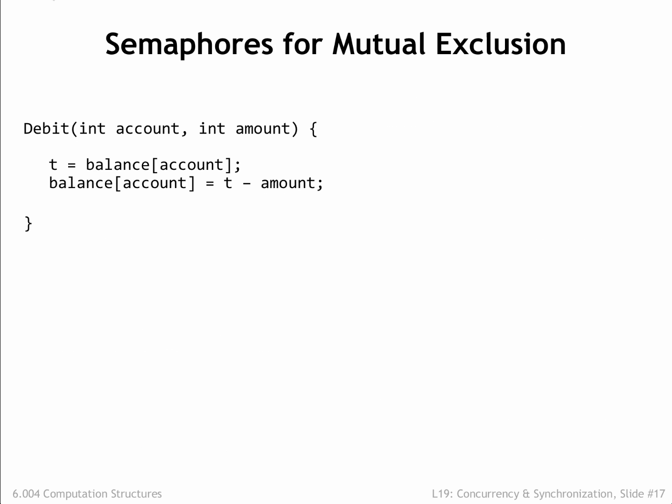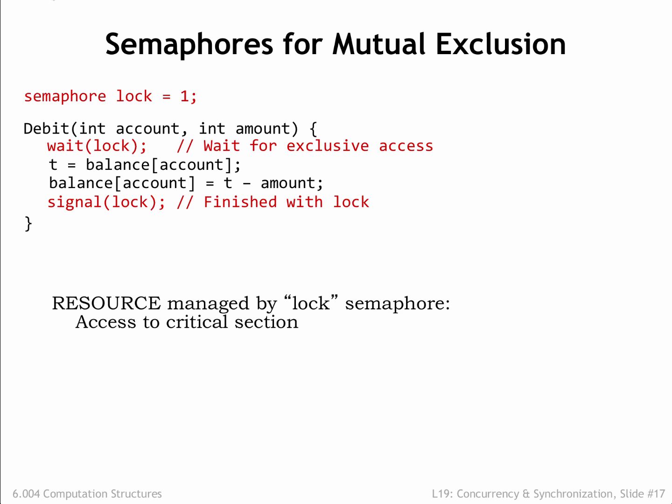Here's the original code to debit, which we'll modify by adding a lock semaphore. In this case, the resource controlled by the semaphore is the right to run the code in the critical section. By initializing lock to 1, we're saying that at most one process can execute the critical section at a time. A process running the debit code waits on the lock semaphore. If the value of lock is 1, the wait will decrement the value of lock to 0 and let the process enter the critical section. This is called acquiring the lock.